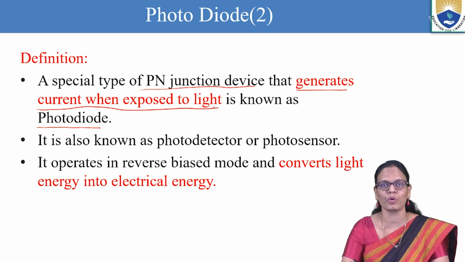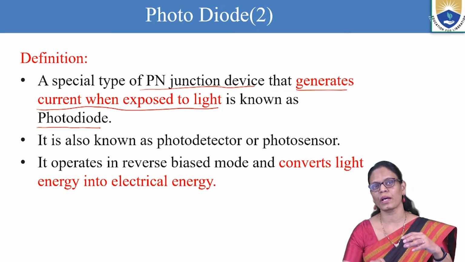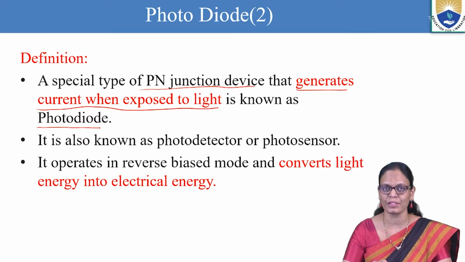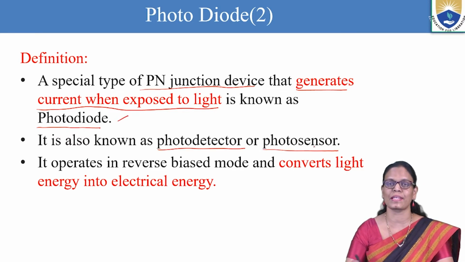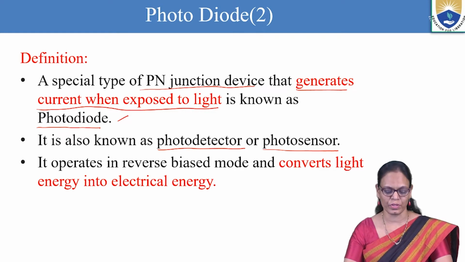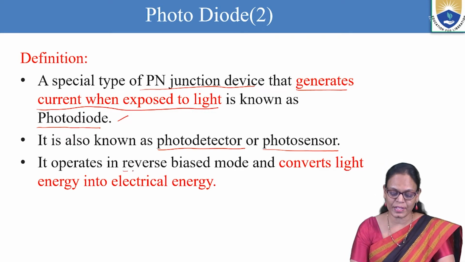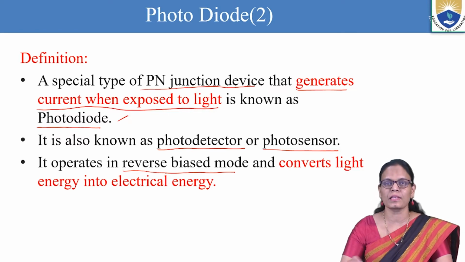This term is very important. We are taking a photodiode, and when this photodiode is exposed to light, current is generated. So we call it a photodiode. It is also known as photodetector or photosensor. So all these terms are synonymous. When we say photodetector or photosensor, it is nothing but a photodiode. And it operates in reverse bias mode. What is this reverse bias mode?